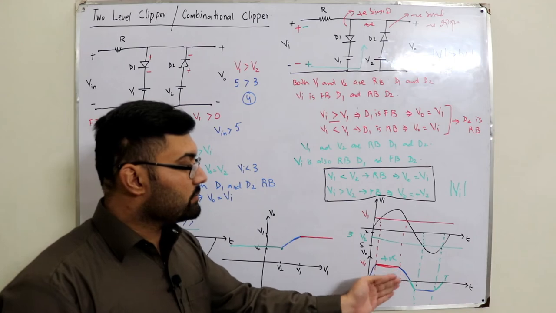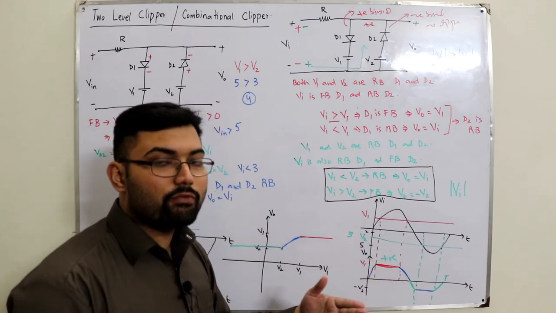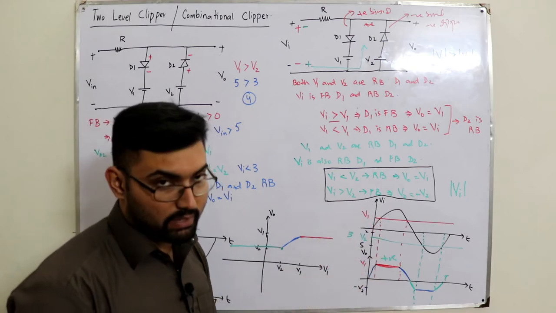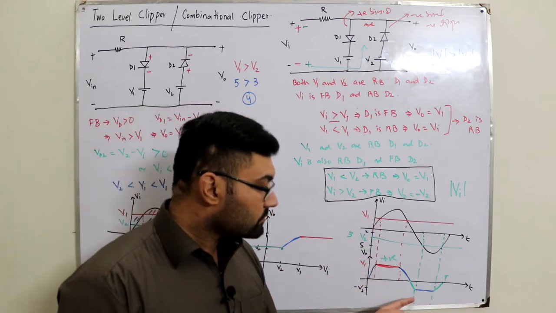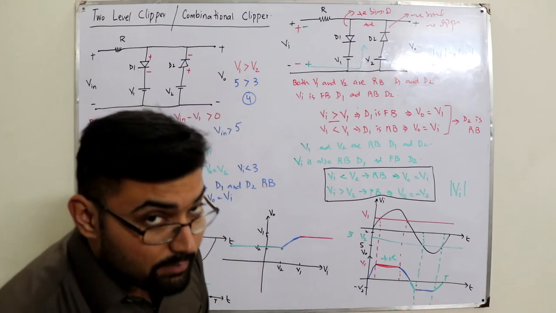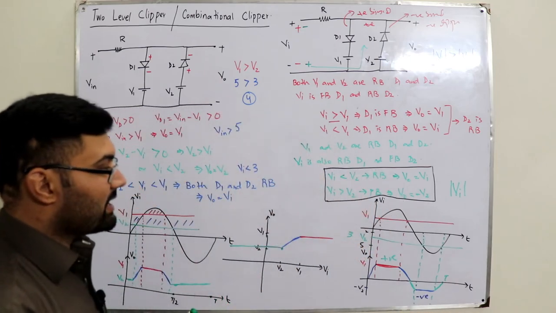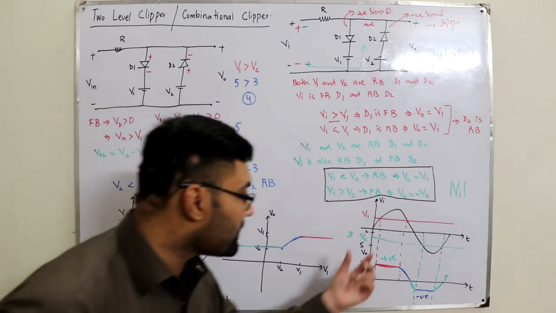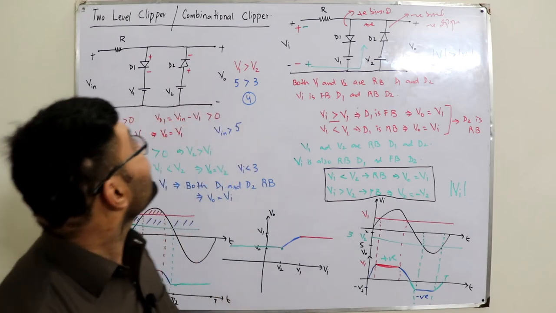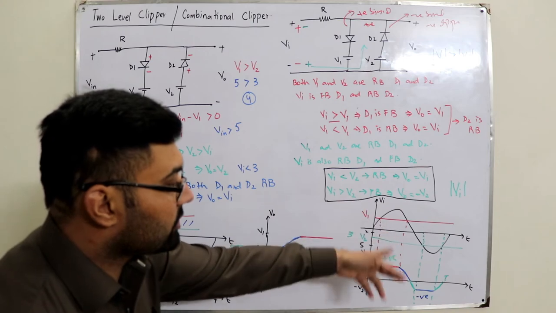So have a look at this one. The clipping has been done above a certain reference level, or the positive portion of the waveform is clipped. This is a positive clipper. Over here, have a look, you have the negative portion clipped down. You have a clipping done below a reference level. This is a negative clipper. So have a look. Is this not a combination of a positive and a negative clipper? Can I not name it a combinational clipper? Has it not clipped for two reference levels?